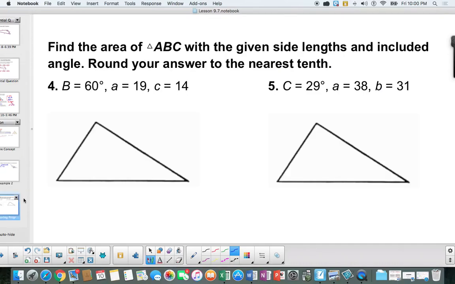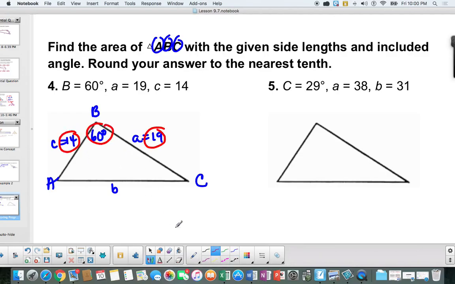Okay, your turn. Before we start though, let me get you started on this first one, number 4. Let's go ahead and write our vertices here. So we're going to write A, B, C. Our B is 60 degrees. Remember that this is lowercase b, this is lowercase a, which happens to be 19, and over here lowercase c, which happens to be 14. So here we have our two sides, and we have our included angle.